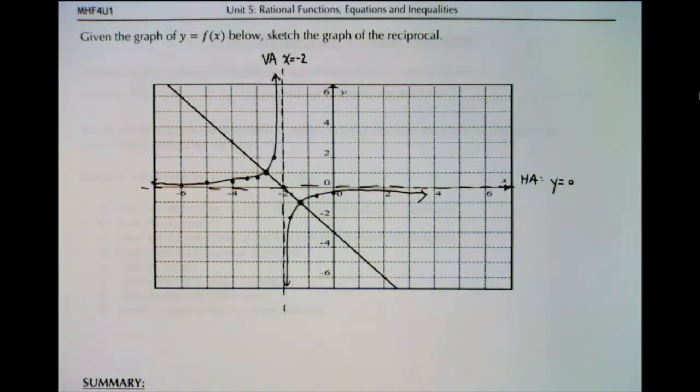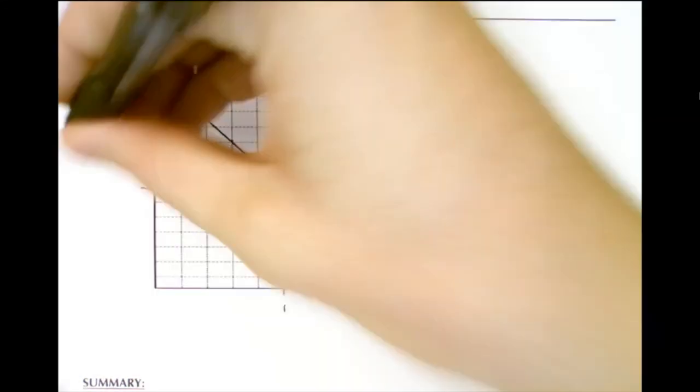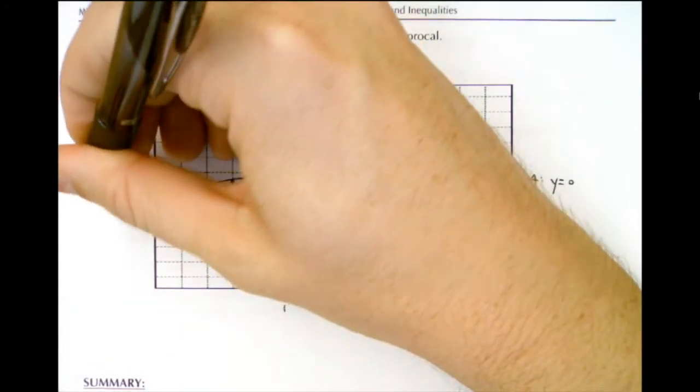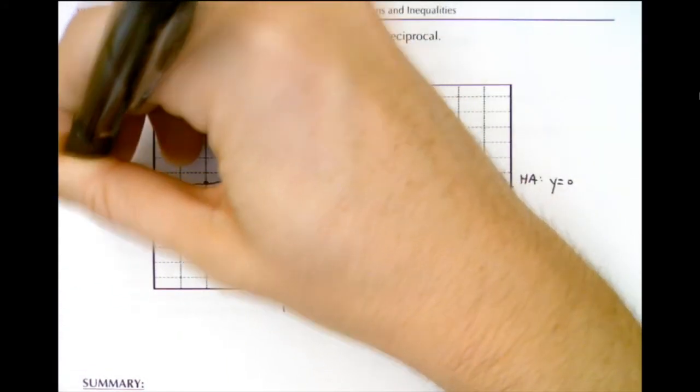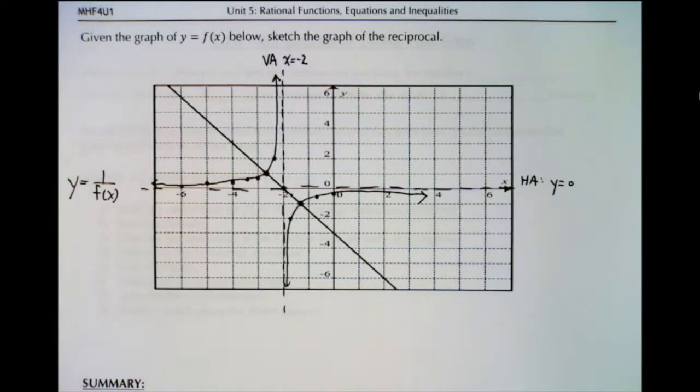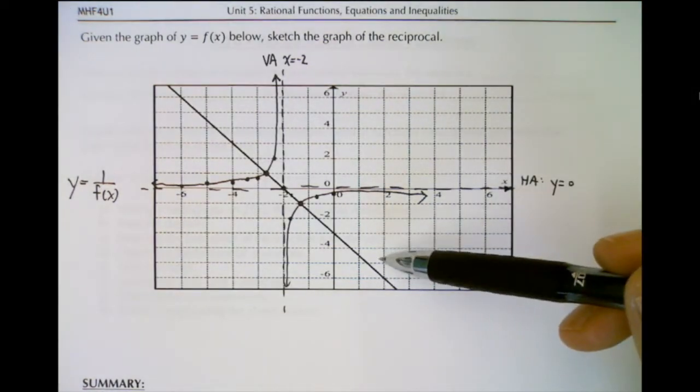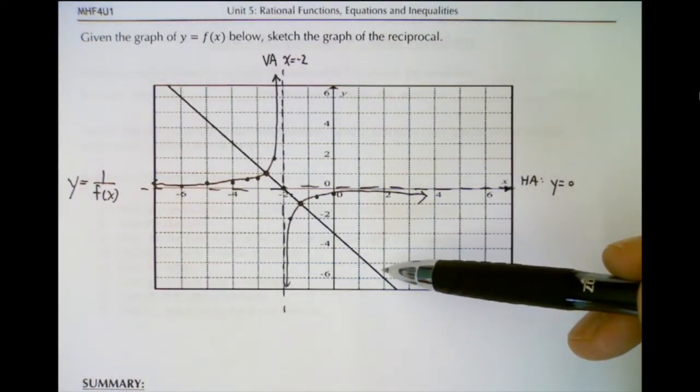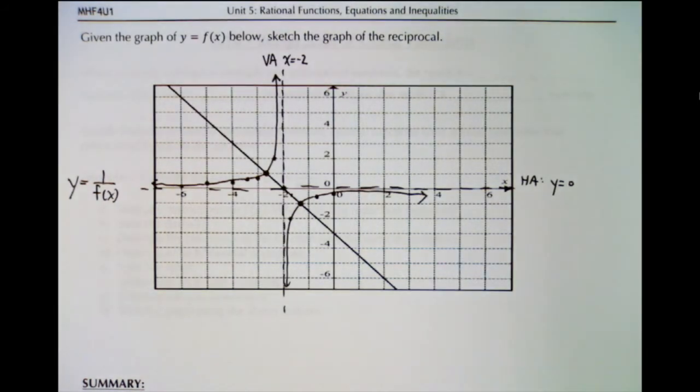And there is our reciprocal function. We'll call it 1 over f of x, graphed from an original graph by using key properties of reciprocal functions. That's it for video 1. Pick up with part 2.